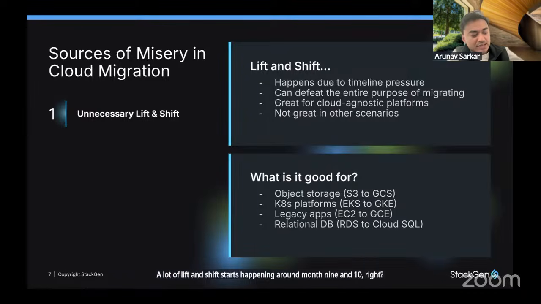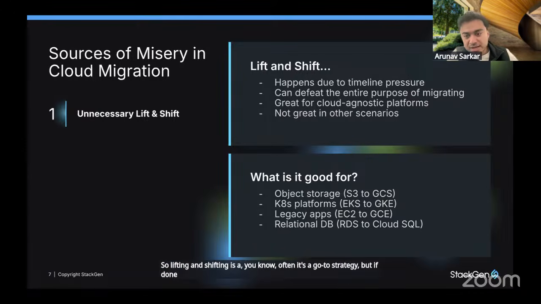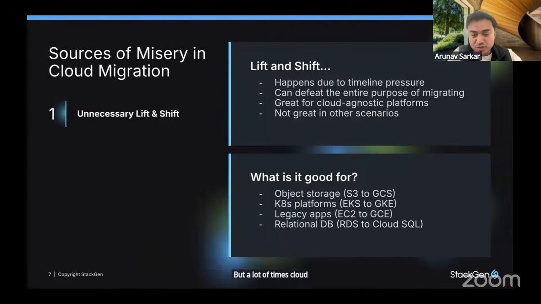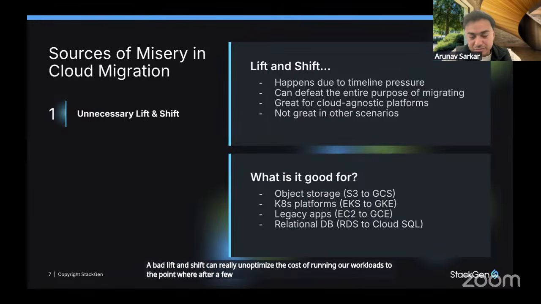So lifting and shifting is often a go-to strategy, but if done wrong, it can really defeat the entire purpose of migrating. Sometimes cloud migrations are done for data sovereignty reasons and security when it comes to regionalization. But a lot of times cloud migrations are done just for cost control. Something is cheaper to run in a different cloud. Let's move everything over. A bad lift and shift can really unoptimize the cost of running our workloads to the point where after a few years, we realize the migration wasn't even really that worth it.